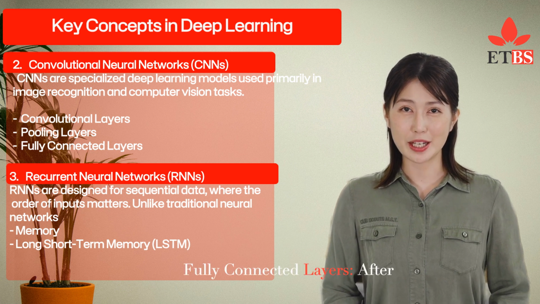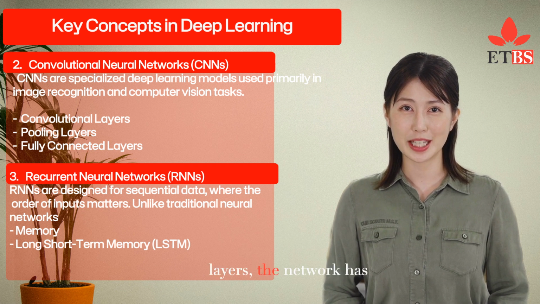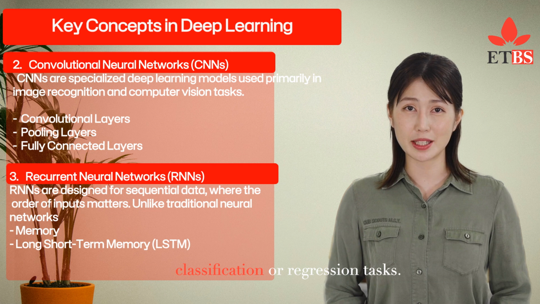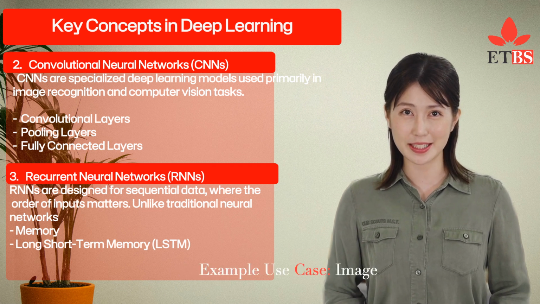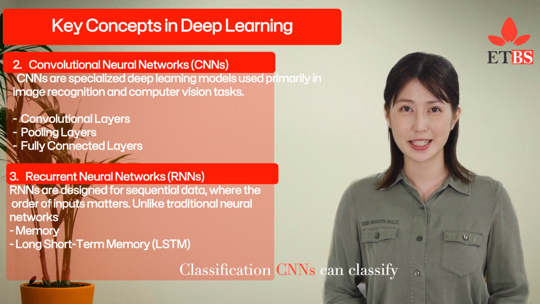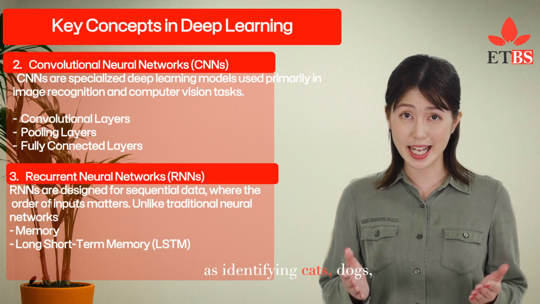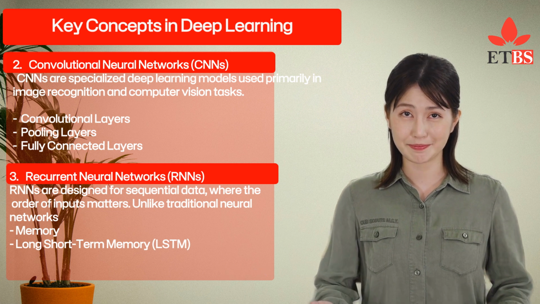Fully connected layers. After the convolutional and pooling layers, the network has one or more fully connected layers that perform classification or regression tasks. Example use case: image classification. CNNs can classify objects in images, such as identifying cats, dogs, cars, etc., in photos.